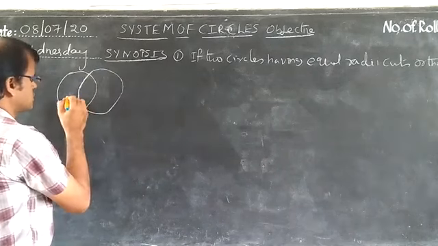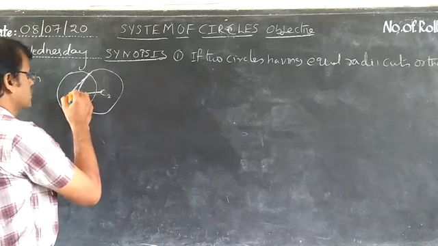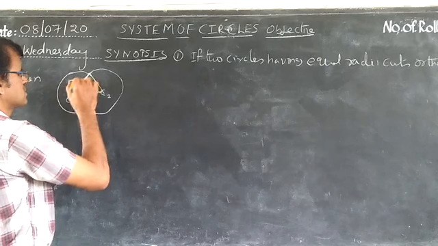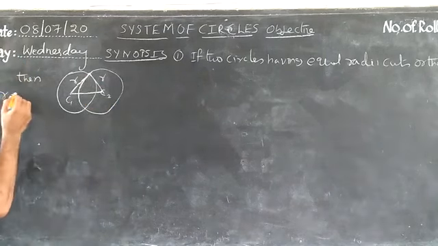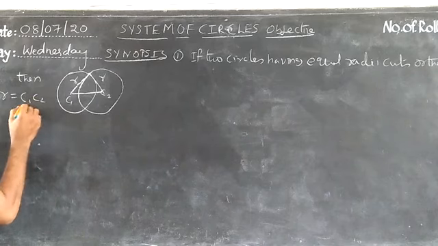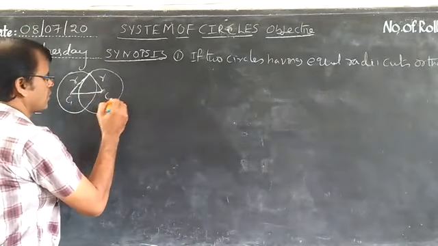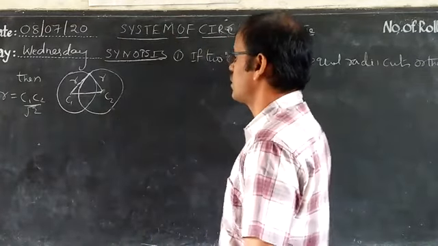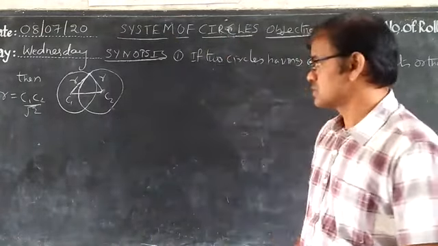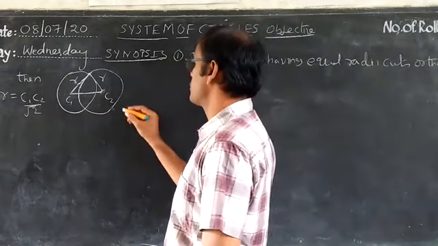Draw like this. This is C1, this is C2. Equal radii, this is R and this is R. R is equal to C1C2 by root 2. Apart from the formulae we discussed earlier, I want to discuss the other formulae regarding this object. R is equal to C1C2 by root 2.